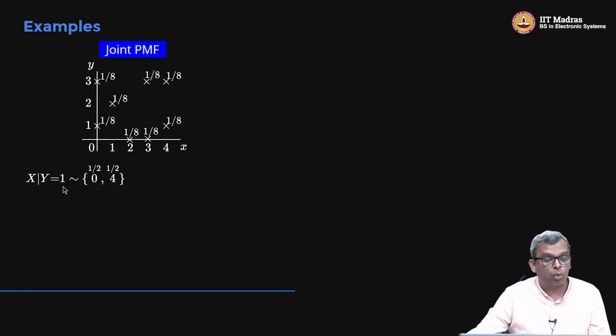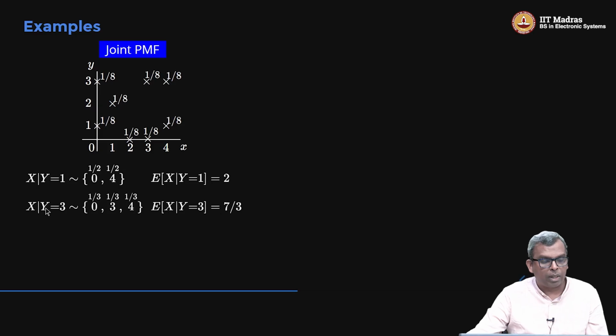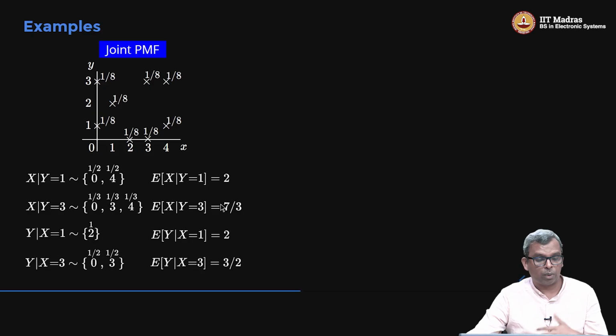We saw X given Y equals 1. It was 0, 4, half each. What is the expected value of X given Y equals 1? It's 2, right? 0 into half plus 4 into half. Very easy computation, you get 2. Likewise, X given Y equals 3. It's uniform on 0, 3, 4. We saw that earlier. The expected value of X given Y equals 3 is just 0 times 1 by 3, plus 3 times 1 by 3, plus 4 times 1 by 3, which is 7 by 3. Okay, likewise you can compute.